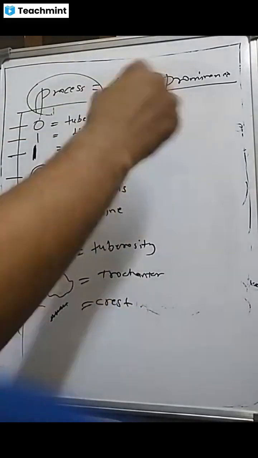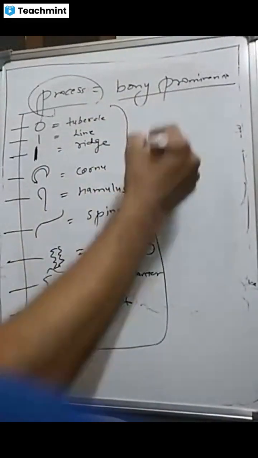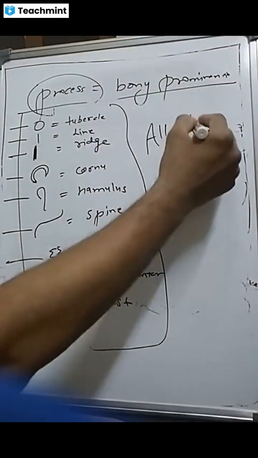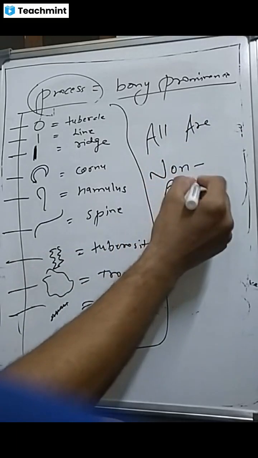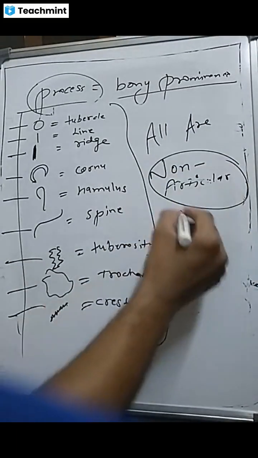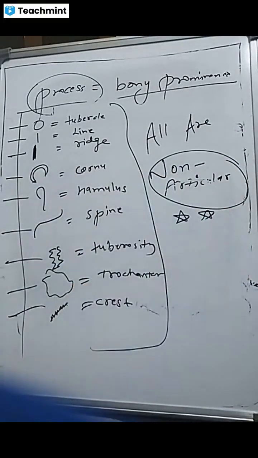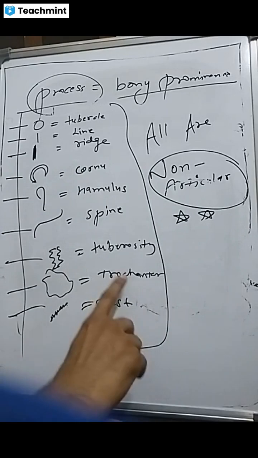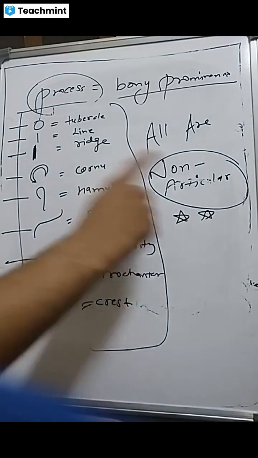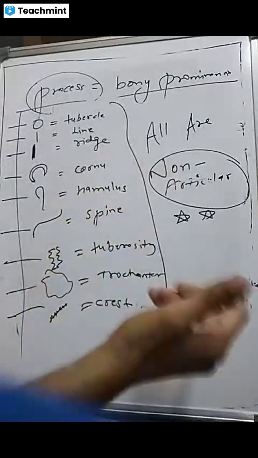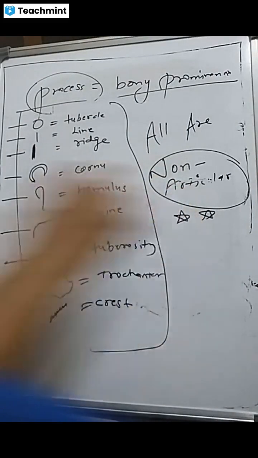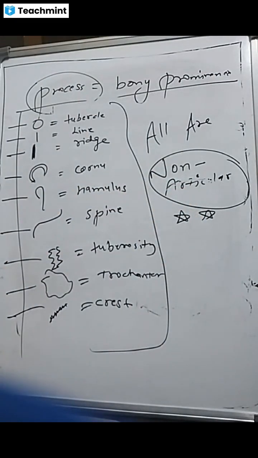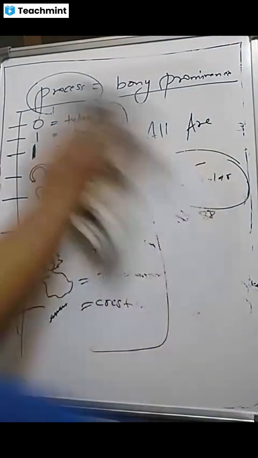So whatever these processes, this list, all are non-articular. This is very important from the MCQ point of view. They can ask about the tuberosity, spine, hamulus, whether they are non-articular, as a true or false statement. So all these are non-articular.